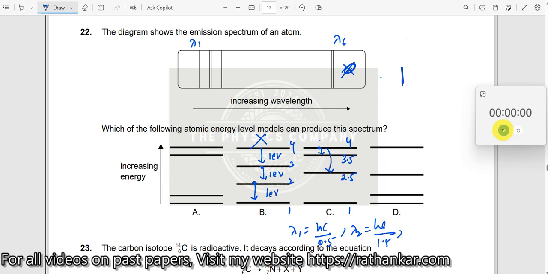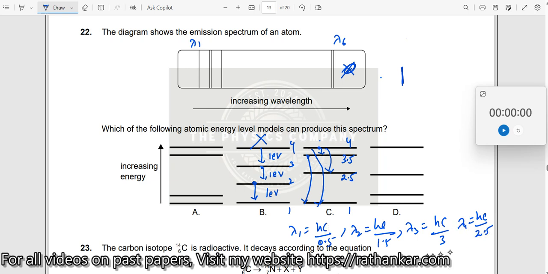Let us estimate this also. This will be lambda 3. Lambda 3 equals hc divided by 4 minus 1, which is 3 electron volt. Now what other transitions are possible? Let us look here. If an electron is here and jumps down, 3.5 to 1 will be lambda 4, equal to hc divided by 3.5 minus 1, which is 2.5.